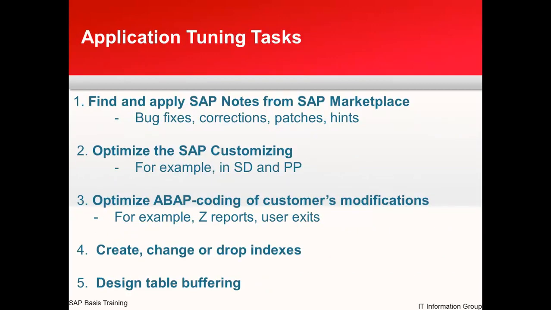Okay, then application tuning tasks. Basically you need to go to the SAP Marketplace and find out the fixes, the bug fixes, the corrections, the patches, and the hints for tuning your application. Then optimize the SAP customizing. For example, go to SD and PP and find ways to optimize the programs. Optimize ABAP coding of customer modifications, for example Z reports and user exits. Then you may need to create indexes, drop indexes, or change indexes so that you have the indexes on the right fields.